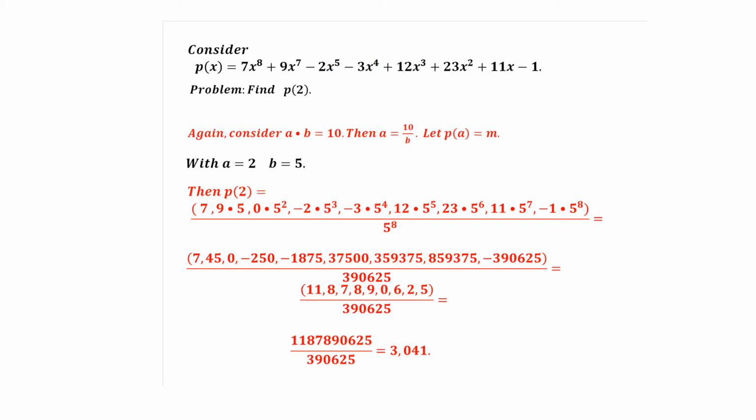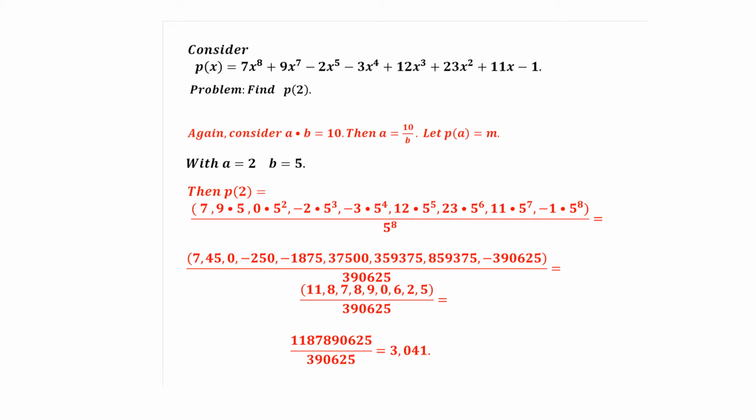Now, we'll consider the same polynomial we did before when we found P of 5. Now, let's say we want to find P of 2 by the same method. So, if A is 2, then B is 5. And then when you plug the numbers in, you have 7 times 9 times 5 to the first, 0 times 5 squared, minus 2 times 5 cubed, and we go all the way up to -1 times 5 to the 8th, and you divide by 5 to the 8th.